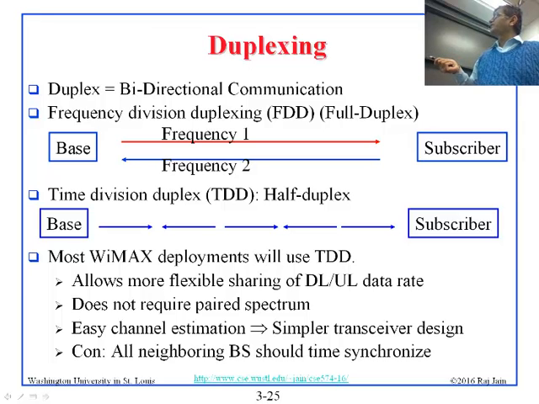Negative is all neighboring BSs have to be time synchronized. So then the problem is that if there are two base stations and one says I want to transmit and this one says I want to transmit, there is some complex interference between them, so there is a problem there which we will talk about when we come to that point. Okay? Yeah, a question?